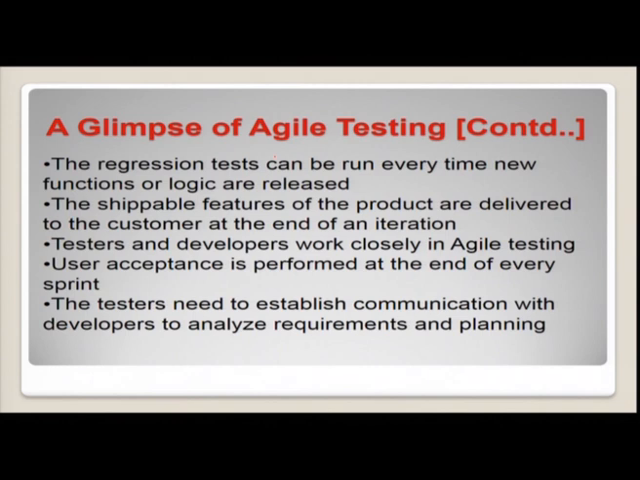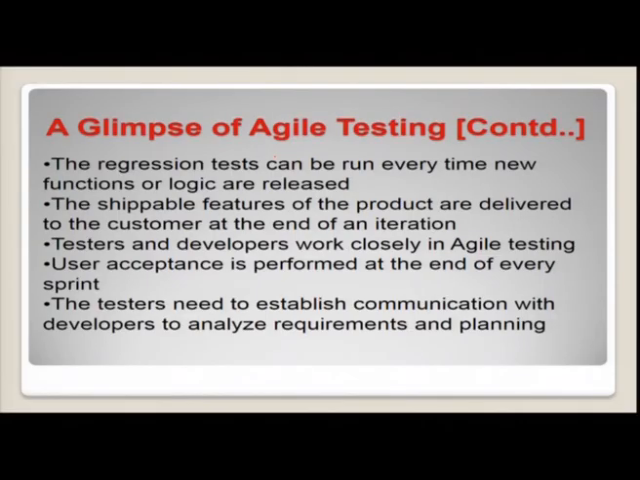What does it mean? Is it a full product? My dear viewers, the shippable feature denotes small features, small releases, incremental delivery. So the smaller releases of the product are delivered to the customer at the end of each iteration, every iteration.